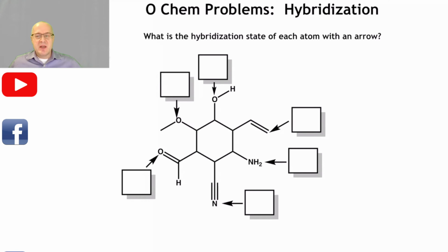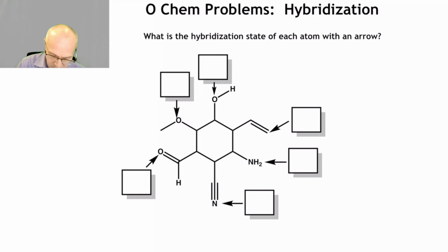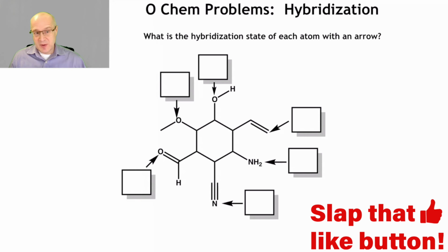What is the hybridization state of each of the atoms with an arrow? Okay, very good. So here we have this box, this arrow, pointing at this atom right here. It's an alcohol, but that's not what it's asking us. Common mistake students will make on this kind of question is they'll give me the class of compounds. Don't do that. I want the hybridization. So it can either be sp, sp2, or sp3.